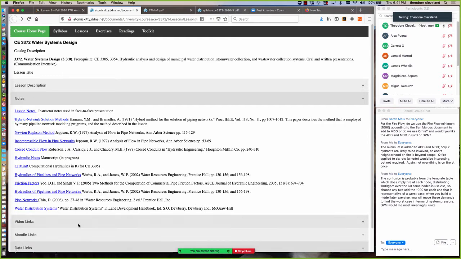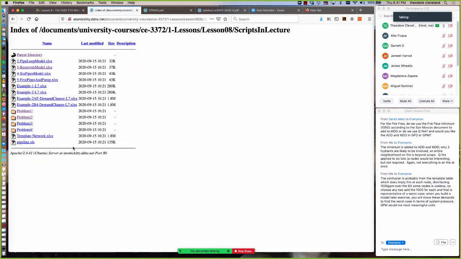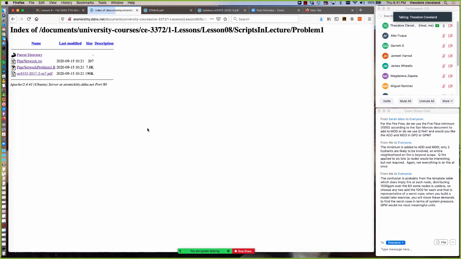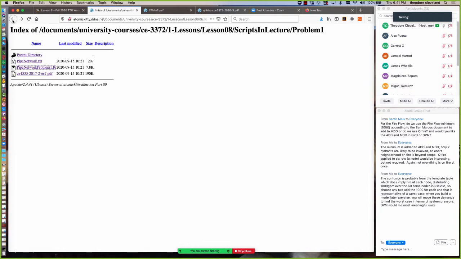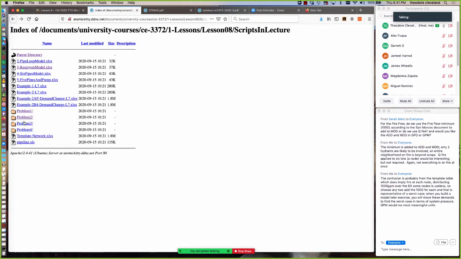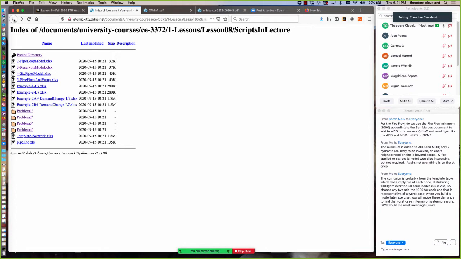Also for this lesson, in the data links section, there are quite a few examples, both in Excel spreadsheet and the R scripting language. So this is a scripting language to do what I'm going to talk about today. And let's see, problem 2, 3 should also be in R, and I think problem 4 adds pumps. Yeah. Okay, so we're probably not going to get through all those today.